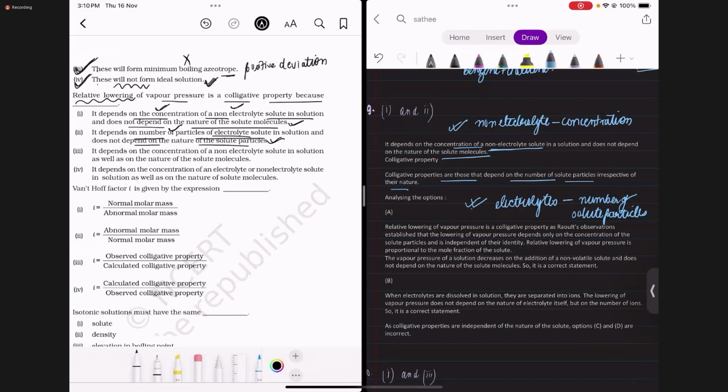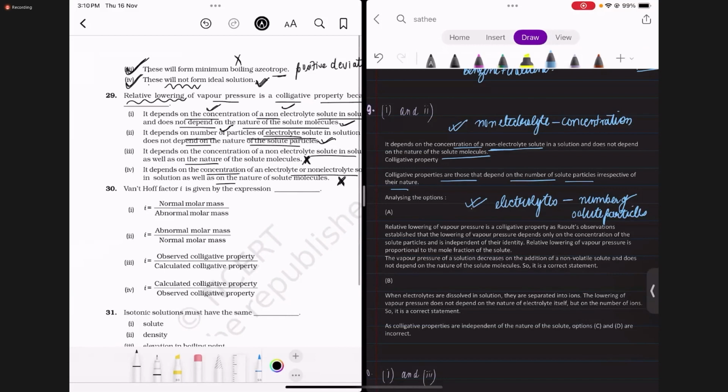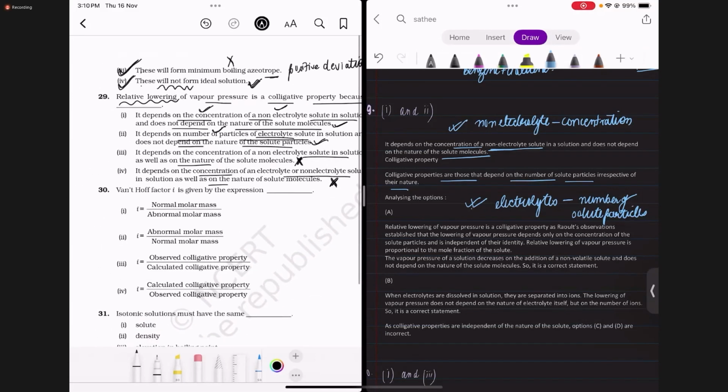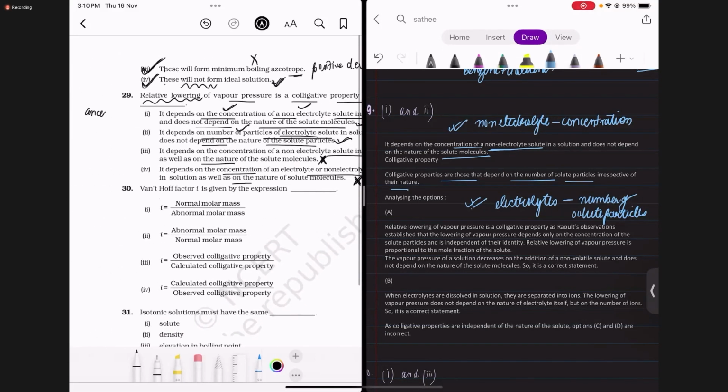It depends on the concentration of a non-electrolyte solute as well as on the nature. No, it does not depend on the nature or identity of the solute. And उसके बाद जो ऑप्शन है, it depends on the concentration of an electrolyte or non-electrolyte solute as well as on the nature. ये भी गलत है. It never depends on the nature of the solute. It always depends on the concentration of a non-electrolyte solute.